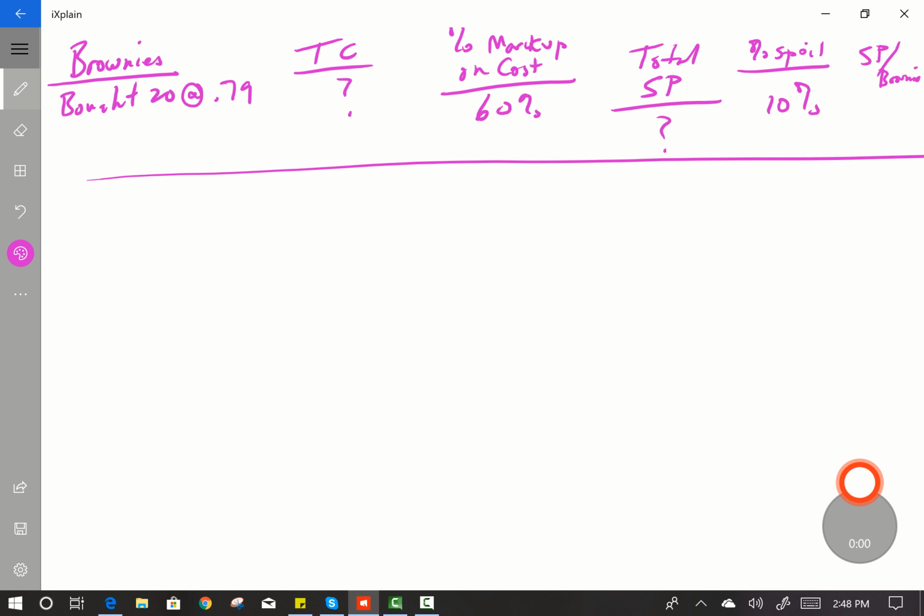Okay, so with all of those into consideration, we're going to start with trying to find out what the total cost is. So we have 20 of them, and each one of them costs 79 cents. So 20 times 79 cents is equal to $15.80.